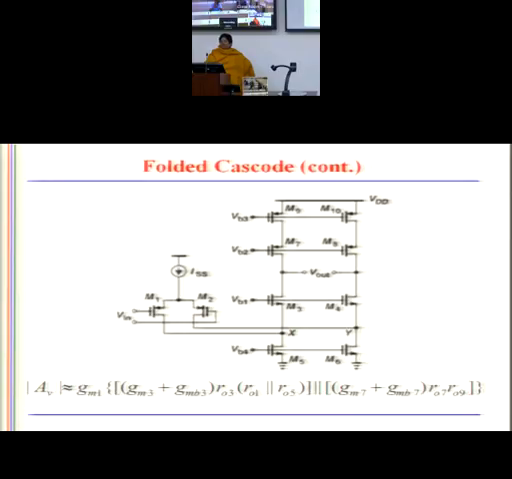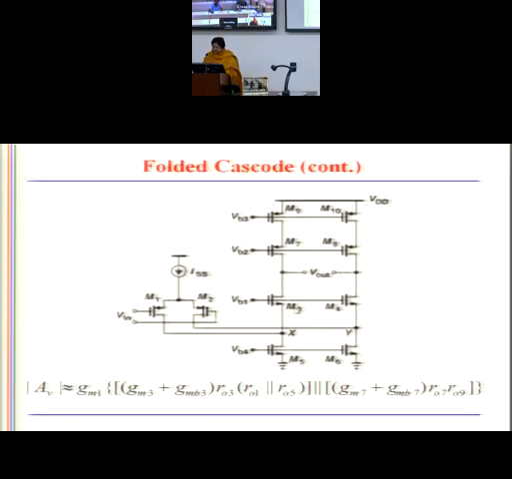Yes, who can do that? Goa campus. No. It will not be 1 by GM. You have to use the common gate amplifier result here.